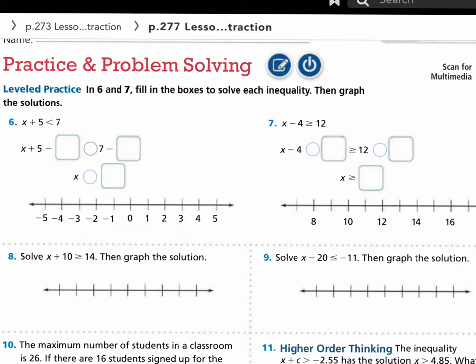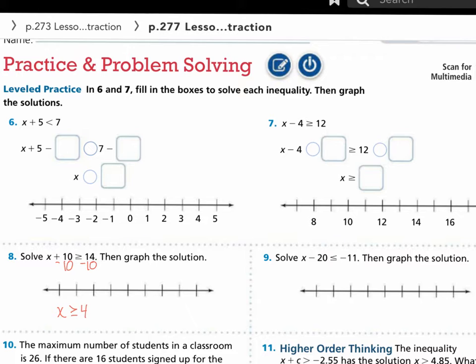So if I'm going to solve this inequality here, x plus 10 is greater than or equal to 14, then I'm going to solve it like an equation. So I'm going to subtract 10 from both sides. And when I do that, I get x, and I bring down the symbol, is greater than or equal to 4. And now I need to graph it.